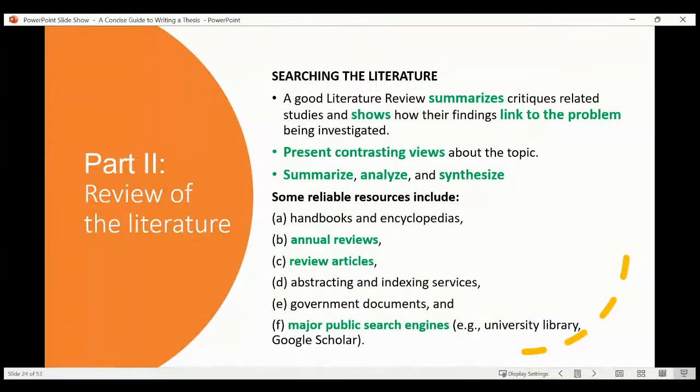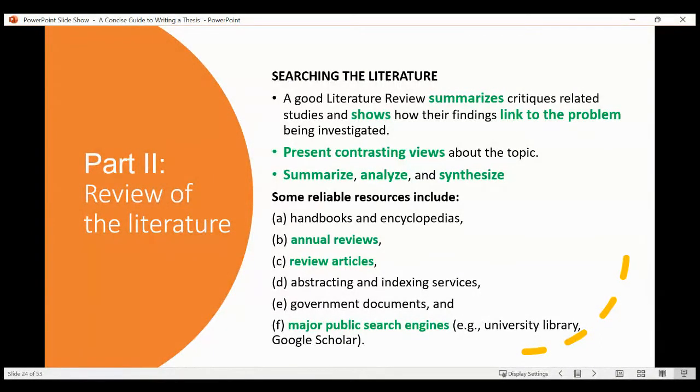Summarize the articles. For example, if you have 10 articles, summarize them, then analyze them, link them to your statement of the problem and to your study. Then you need to synthesize them. How? I will show you in a minute. Synthesize them, link them all together to find your research gaps.